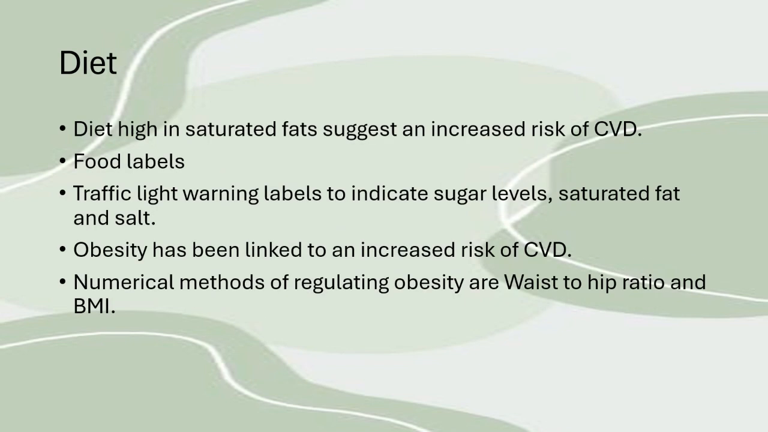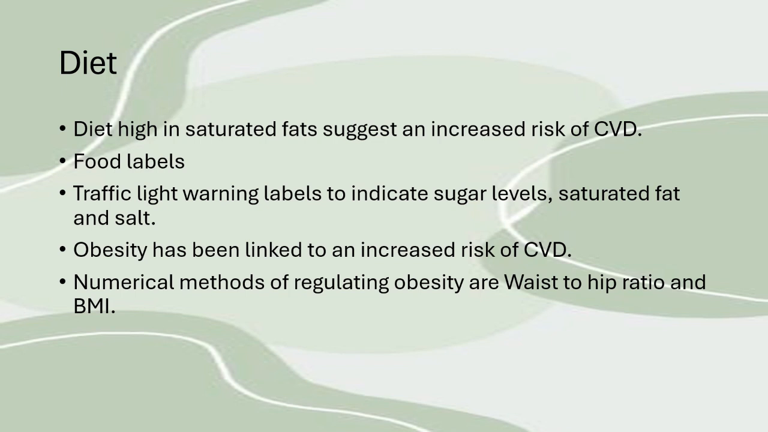So starting off, we're looking at diet. A diet high in saturated fats suggests an increased risk of cardiovascular disease, which is why a good way of monitoring the quantity of saturated fats you're consuming is through looking at food labels, as they indicate the percentage of the different nutrients in the food item. And we are also starting to see an increase of traffic light warning labels on food items that we consume, and these often indicate sugar levels, saturated fat levels, and salt, which are all three factors that do have an impact on the risk of developing cardiovascular disease.